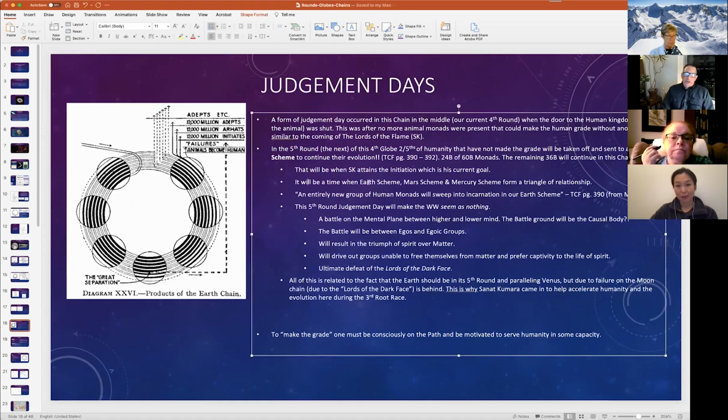So it's when he goes on, and then he says things like, at that point in time, the Earth scheme, the Mars scheme, and the Mercury scheme will form some kind of a triangle of relationship. And these are the schemes, not the globes in this scheme, the actual planetary schemes. Those three will form some kind of triangle of relationship that will be important in this solar system. He just says it's one of the secrets, and not much can be said about it, just that it'll happen.